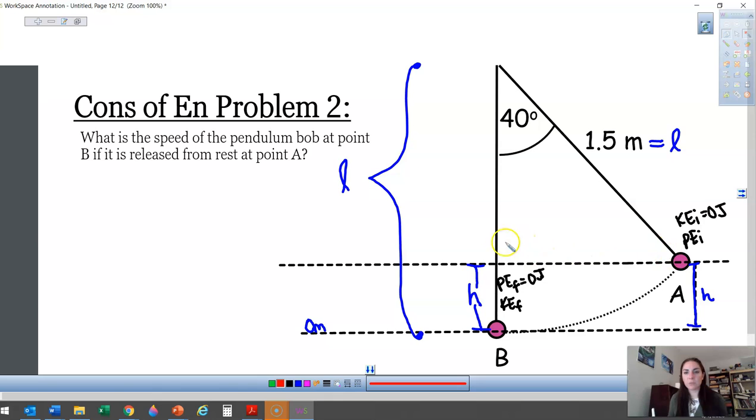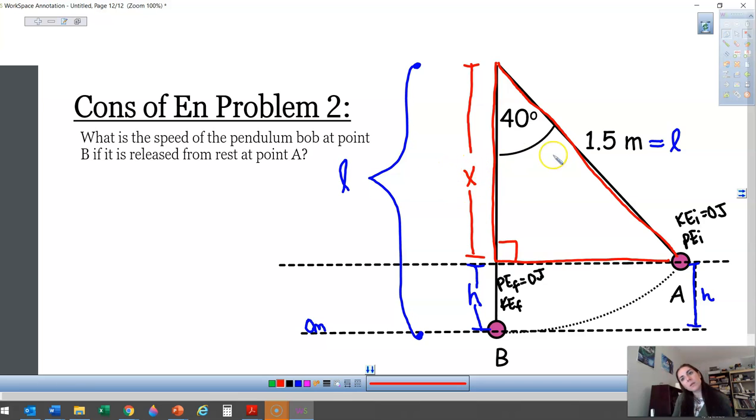So what I could do is a little trick here. Notice that this little piece makes a triangle. I'm going to outline it in red. Oh, you see my triangle that I made? What I can do is figure out x, which is this part of the triangle, which I can solve because I have the hypotenuse and the angle. And if I know this and the L, which I do, I can solve for this.